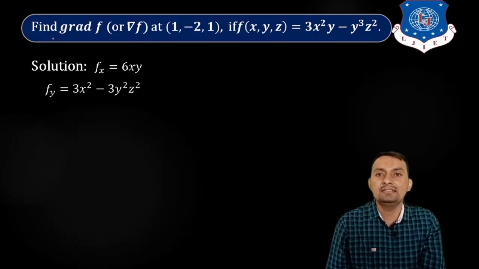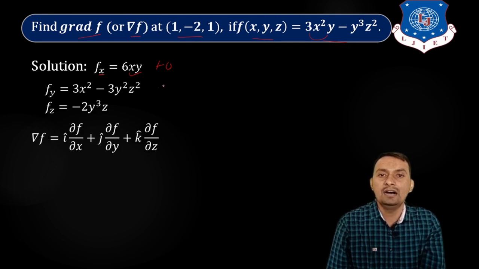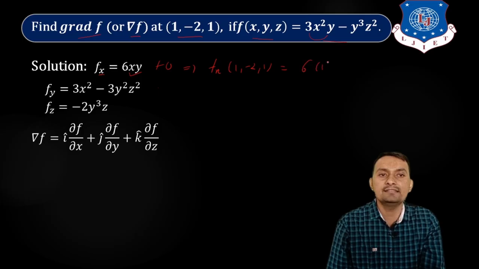So let us understand the first question. Find grad f, or you can say del f, at a particular point, if f of x, y, z is equal to the given function. So we can find the partial derivative with respect to x. 3y is constant, so it will be 6xy, and this is a constant, so it will be 0. But at this one point, you can determine f sub x at 1 comma minus 2 comma 1. So what you need to consider is x is equal to 1 and y is equal to minus 2, so you will get minus 12. f sub y is there, f sub z you can also determine.